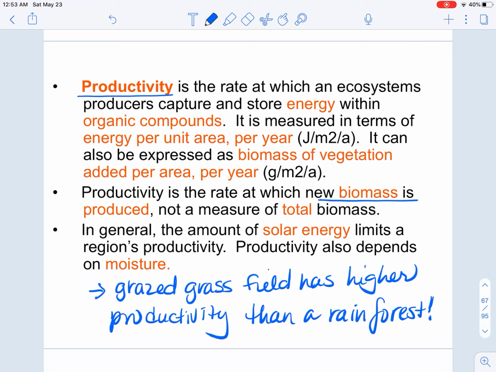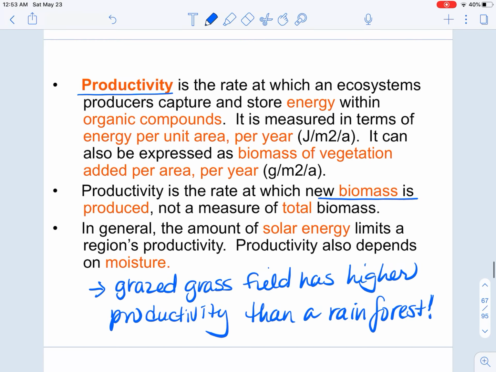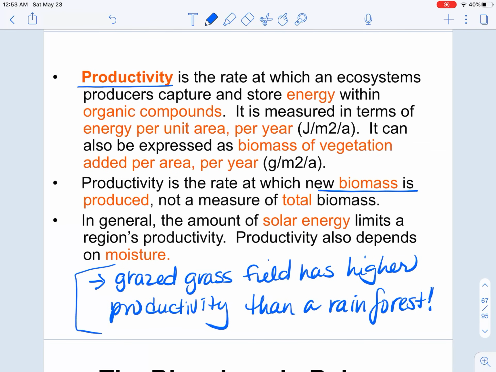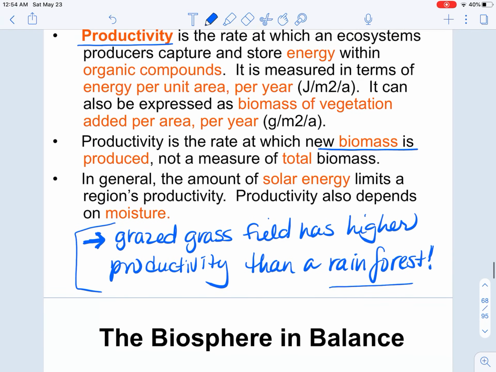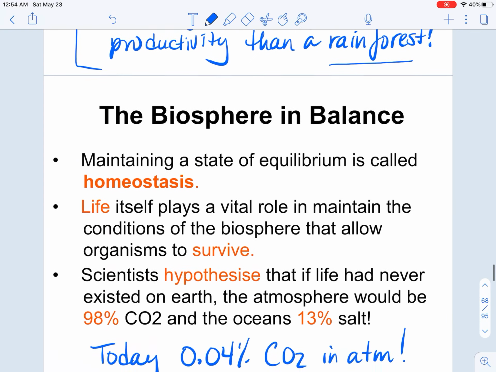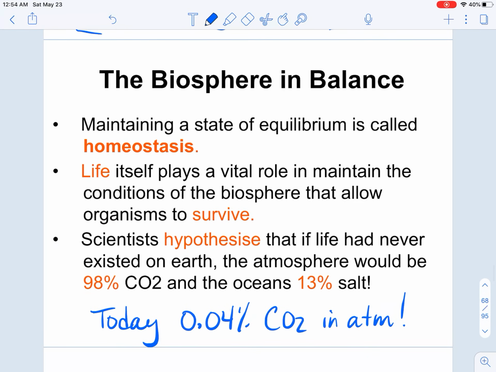So not the total, but how much new biomass grows, which means that if you have a field that continues to get grazed by livestock and regrowing, that would be a much higher productivity than a very lush rainforest because of the regrowth that the field has. So the biomass would continue to increase, so it would have a higher productivity.